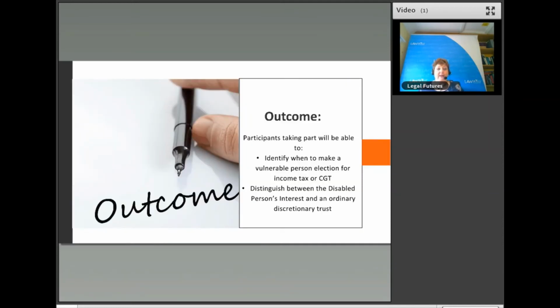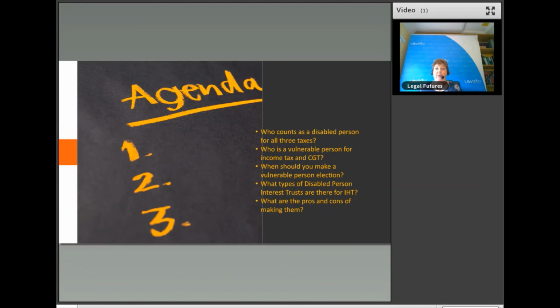So, as a result of today's webinar, participants who are listening will be able to identify when to make a vulnerable person election for income tax and capital gains, and also be able to distinguish between the disabled person's interests and an ordinary discretionary trust, which I think is pretty important.